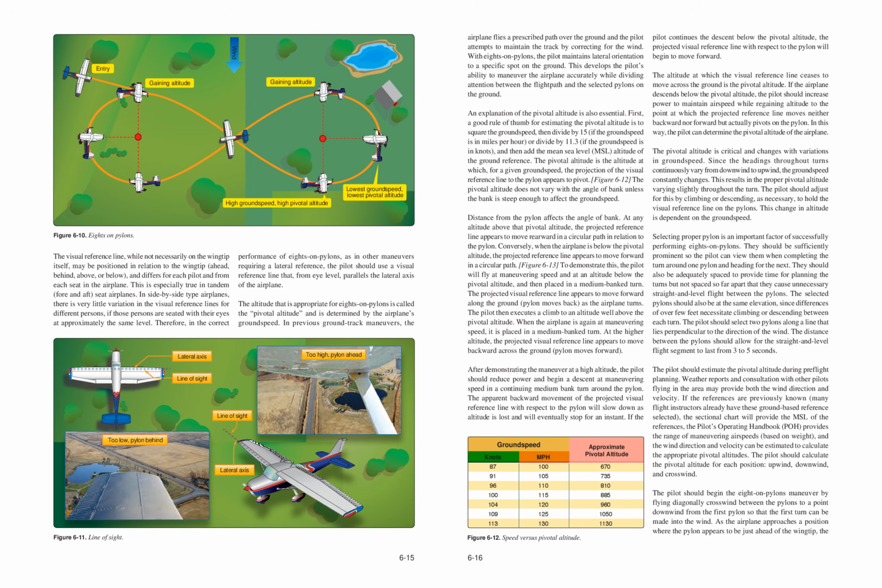The visual reference line, while not necessarily on the wingtip itself, may be positioned in relation to the wingtip, ahead, behind, above, or below, and differs for each pilot and from each seat in the airplane. This is especially true in tandem, fore and aft, seat airplanes. In side-by-side type airplanes, there is very little variation in the visual reference lines for different persons, if those persons are seated with their eyes at approximately the same level.